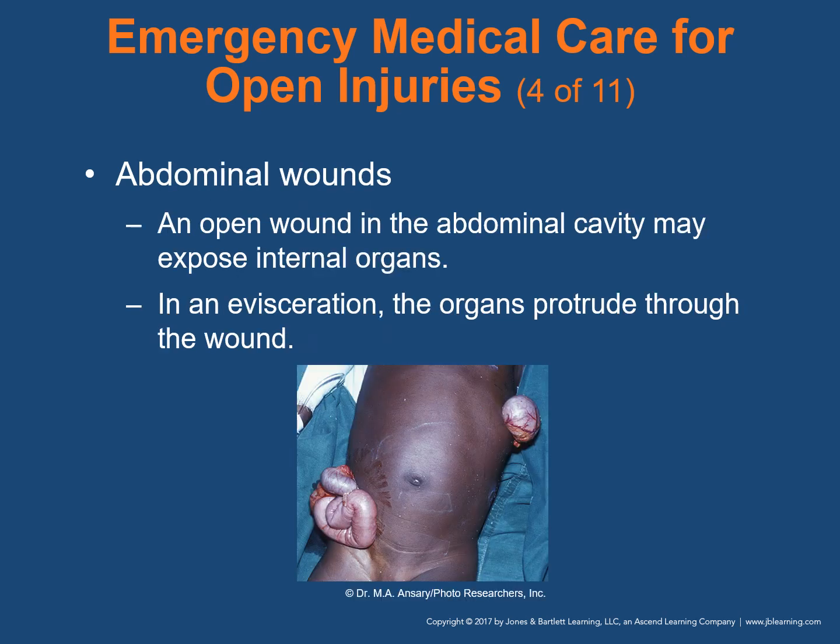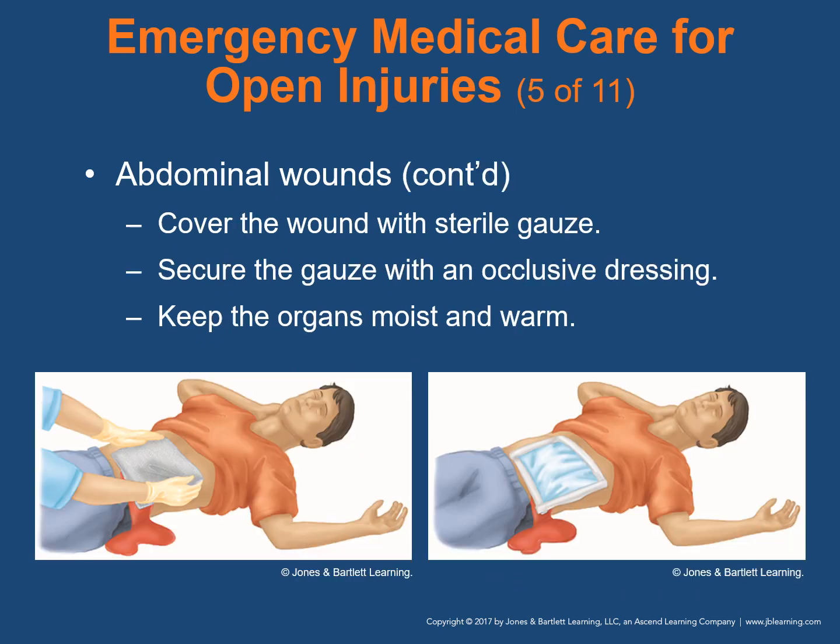Now let's discuss abdominal wounds. An open wound in the abdominal cavity may expose internal organs. In an evisceration, the organs protrude through the wound. Cover the wound with sterile gauze moistened with sterile saline solution. Secure the gauze with an occlusive dressing and keep the organs moist and warm. Most patients with abdominal wounds require immediate transport to a trauma center.